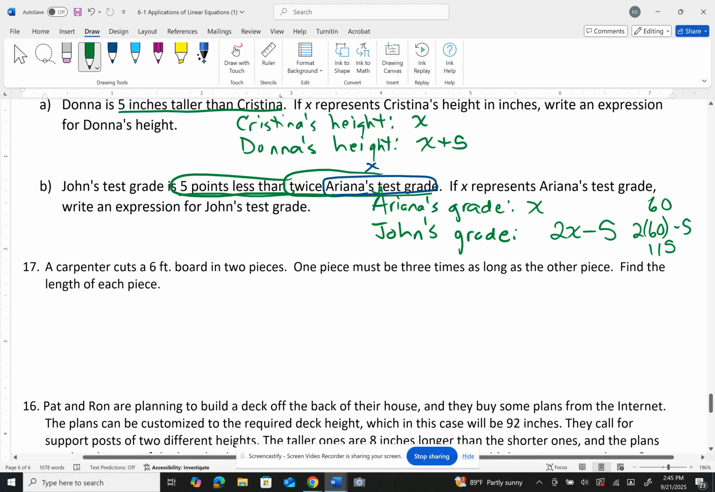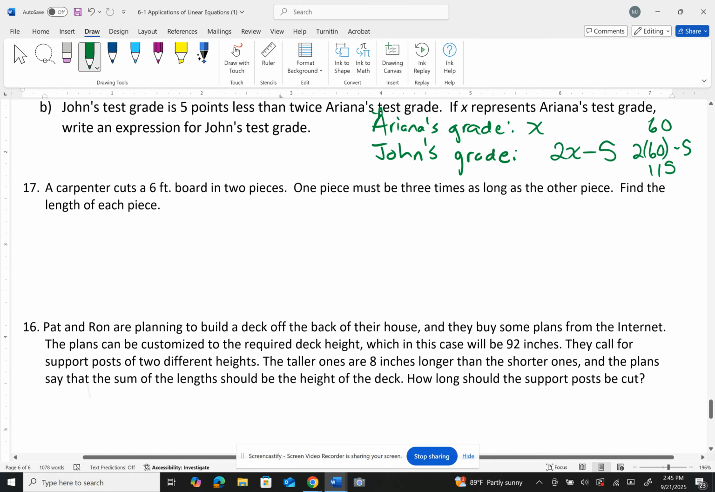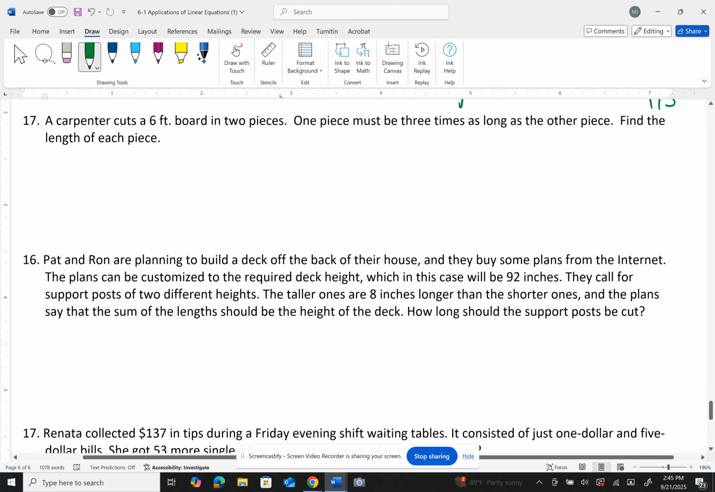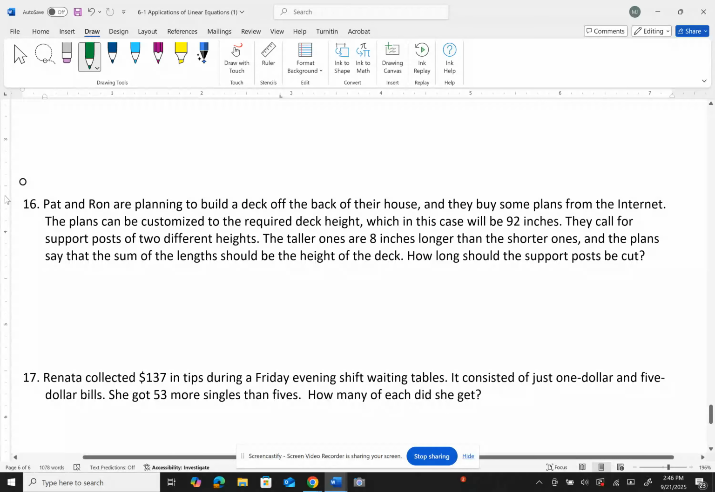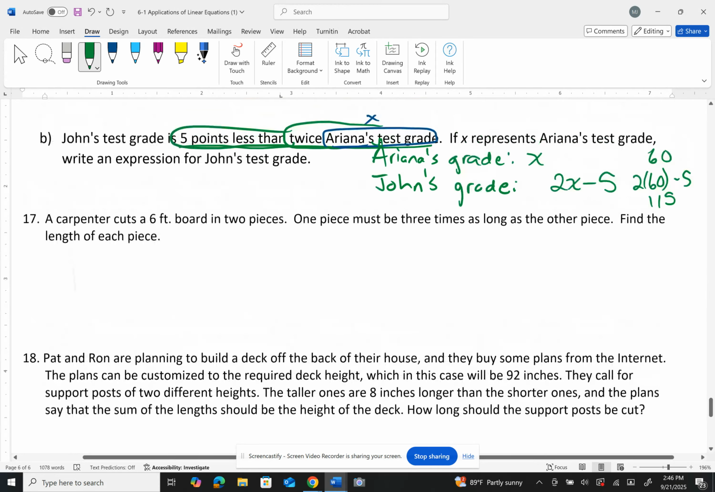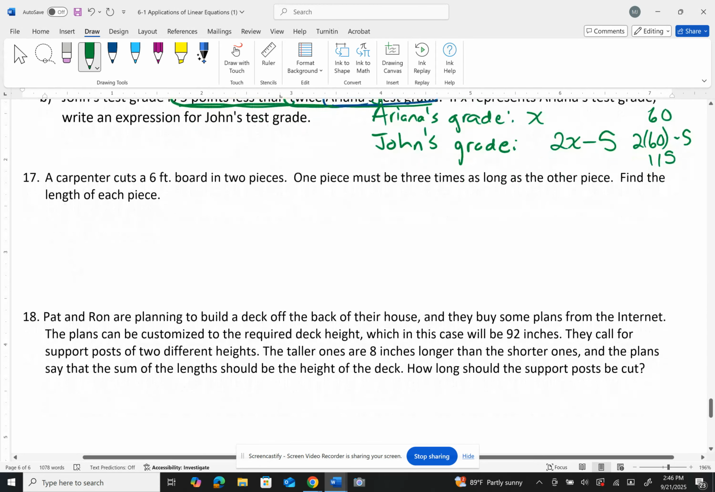Okay, so let's use that on these problems. And I just noticed that my numbering somehow got weird. So 16, 17, this would be 18 and 19. Let me just renumber them while I'm thinking about it. Okay. All right, so here's a problem, number 17.